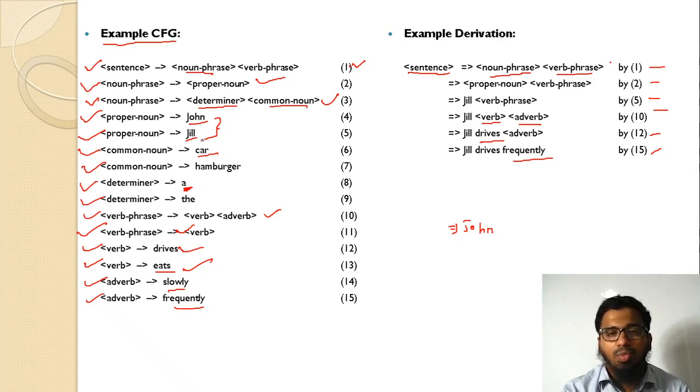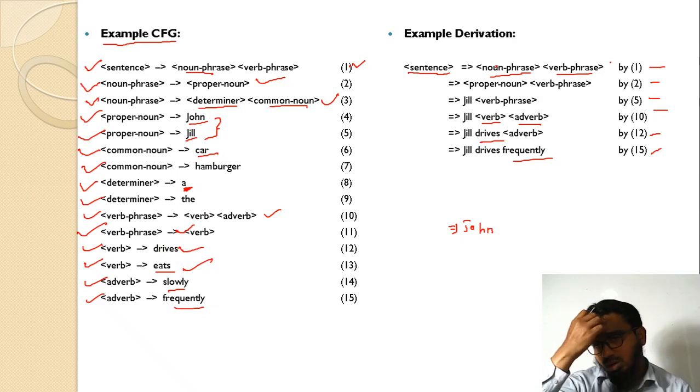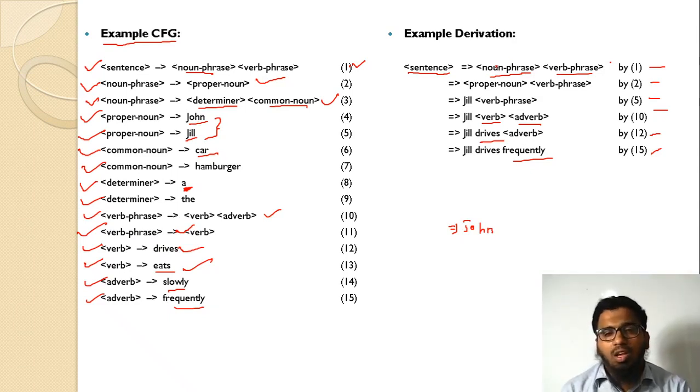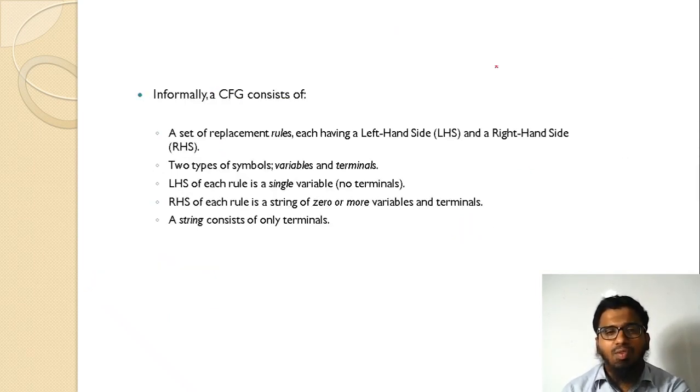From here, from the CFG we derive the equation. We derive the sentence. So this is a simple example. Here we will see what CFG consists of. Then after that we will see how many tuples are there in CFG.